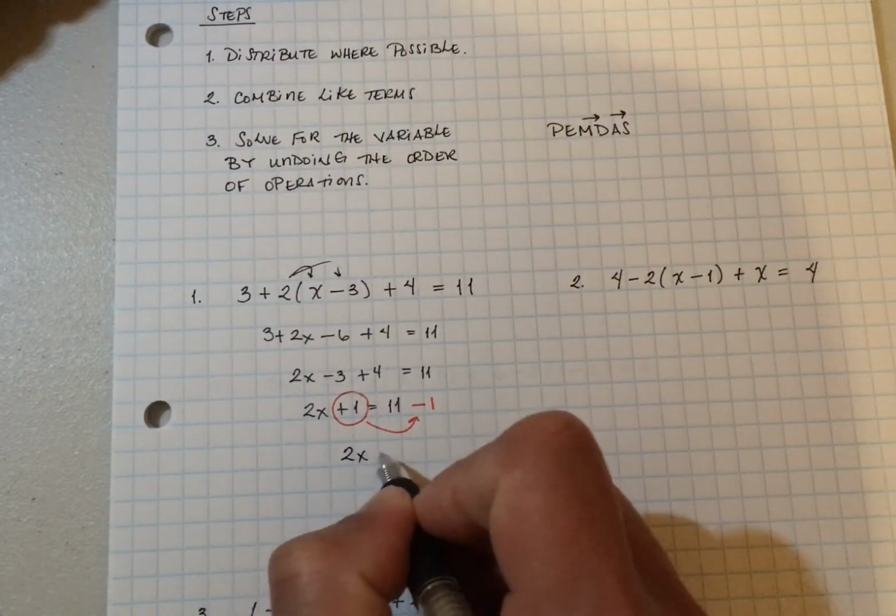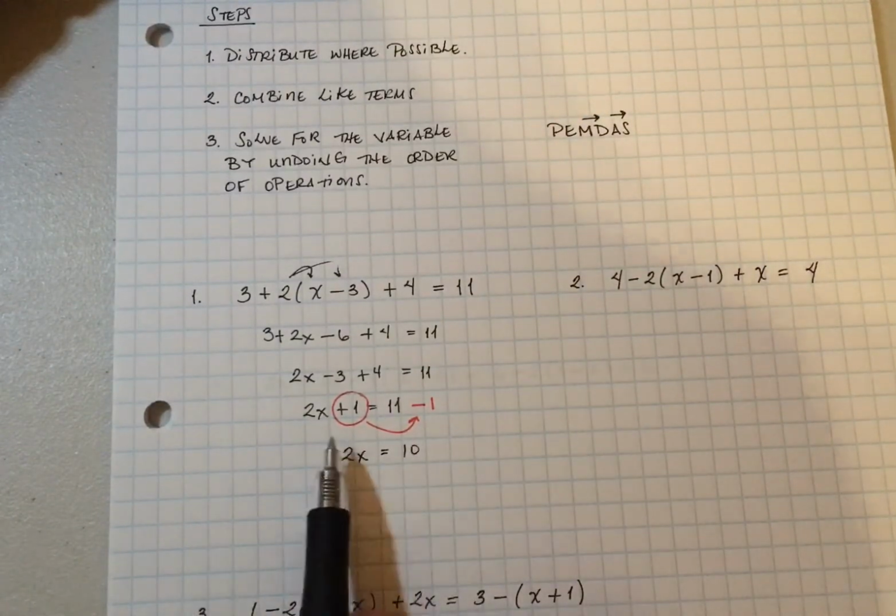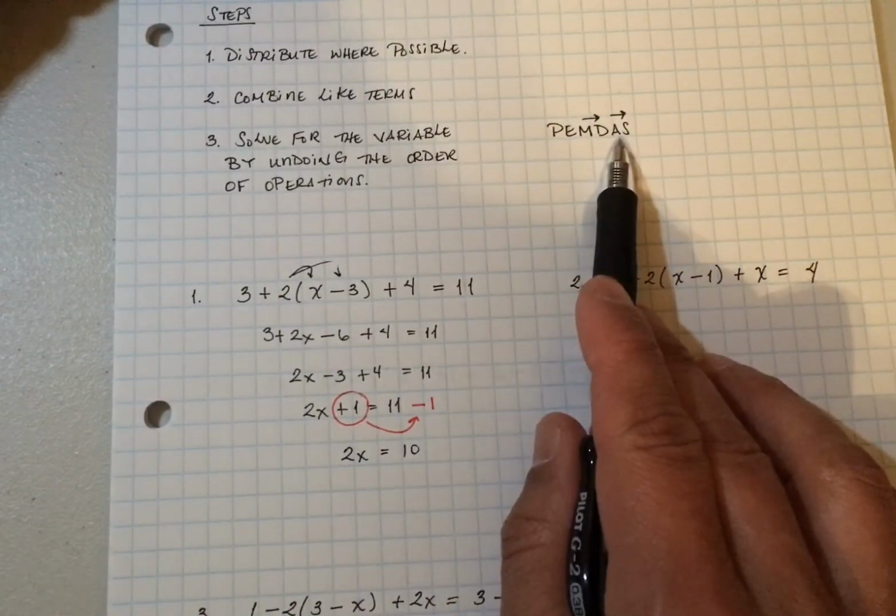Okay, so the x is on the left, so 11 minus 1 is 10, and now you divide. So notice, first I undid addition, subtraction.